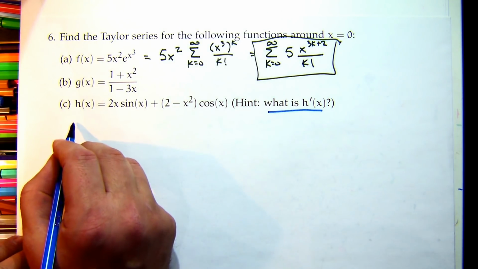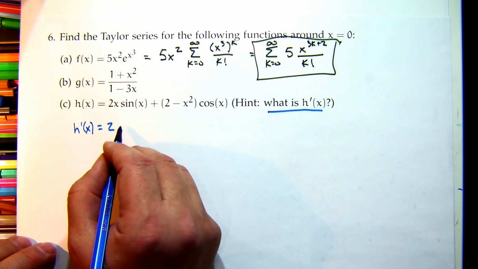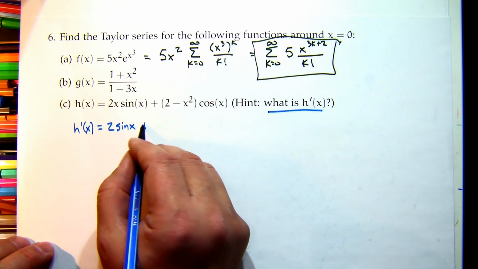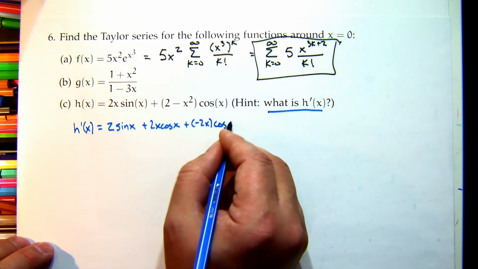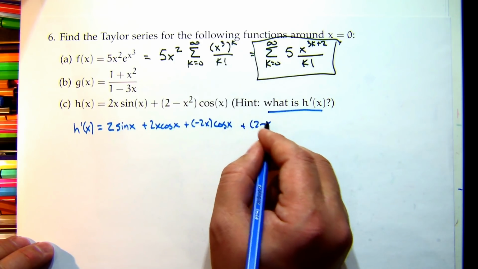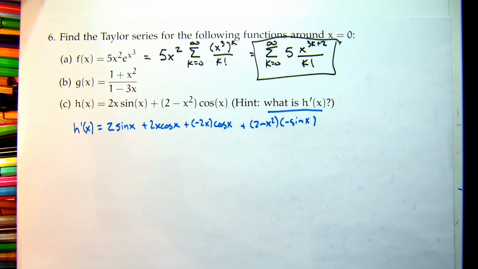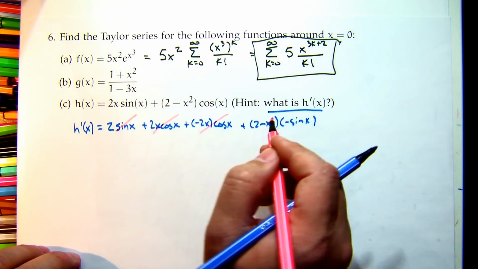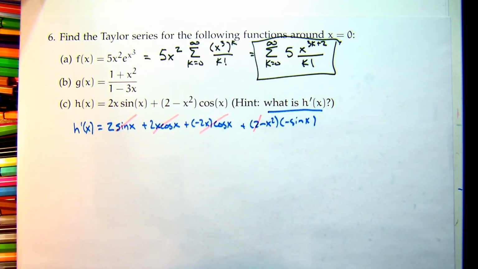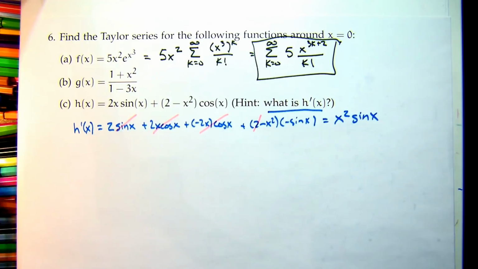There's a question, philosophically. What is h prime of x? Well, since it asks, let's go ahead and take the derivative. So we take the product rule. That's 2 sine x plus 2x cosine x plus negative 2x cosine x plus 2 minus x squared times negative sine x. And if you go through here and you stare at it, you say, there's a couple of interesting things happening. Things cancel off. And when you're done, what you're left with is x squared sine of x. So the derivative is actually really simple.